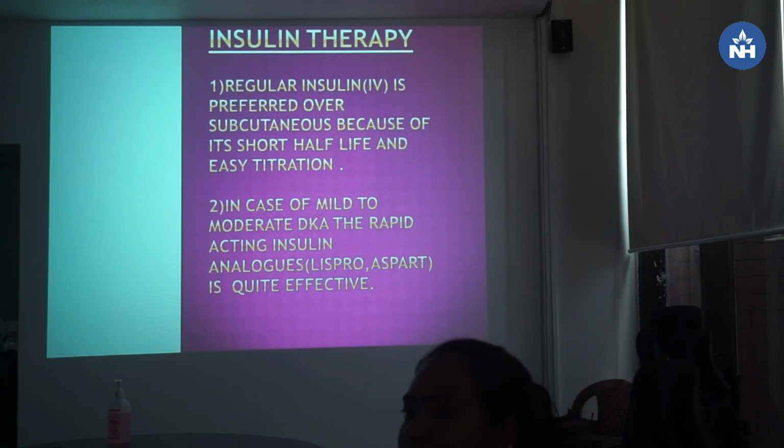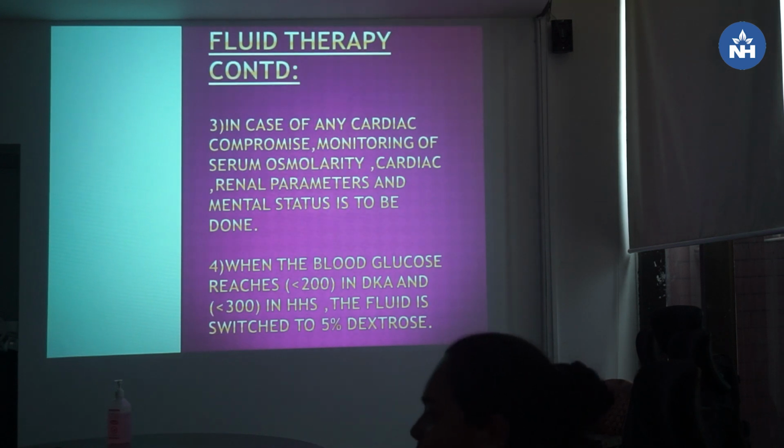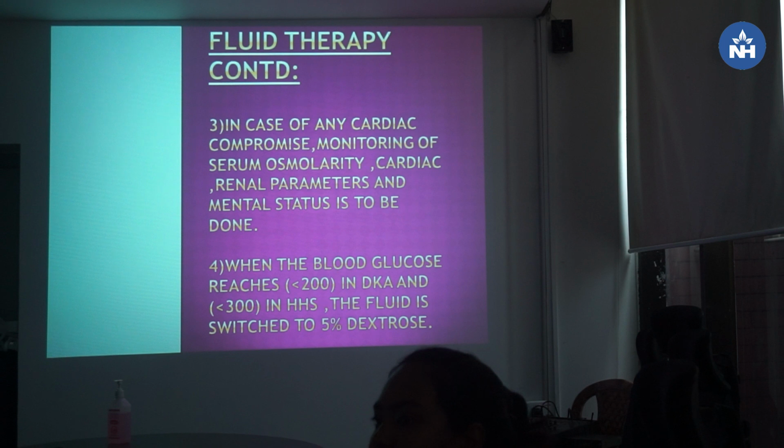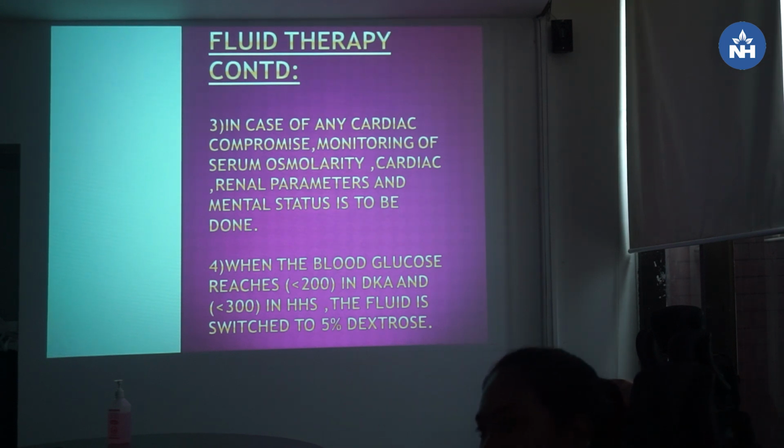You haven't finished. Go back again. I have put in a chart, so you'll have to understand it. We will look at the chart later. Go back. Now in HHS, if it is less than 300, you need 5% dextrose. Why is that?